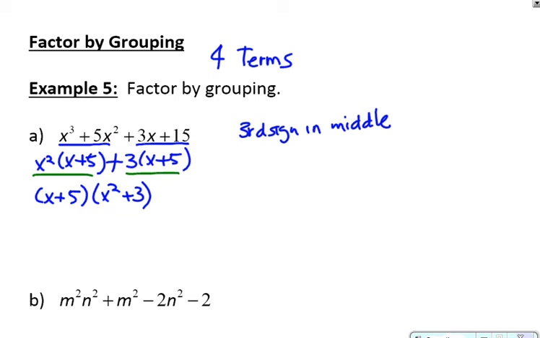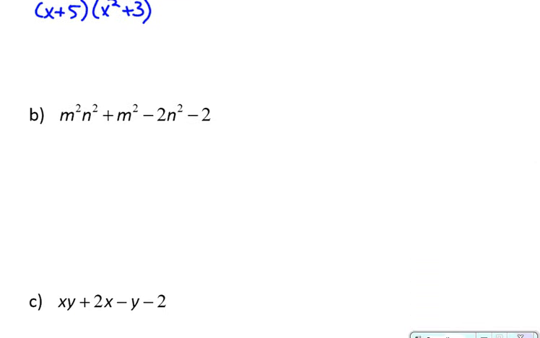Then B, again 4 terms, so I'm going to group the first 2, group the second 2. The first one has an m squared in common, leaves me with n squared plus 1. Make sure you get that 1 in there, so m squared divided by m squared is 1. The third sign is this minus, which I'm going to put there, and I'm going to factor out a 2, and that leaves me with n squared. And then again, negative 2 divided by negative 2 is positive 1.